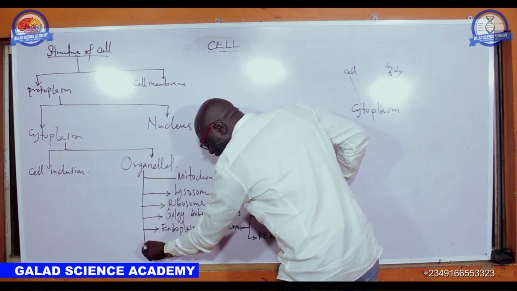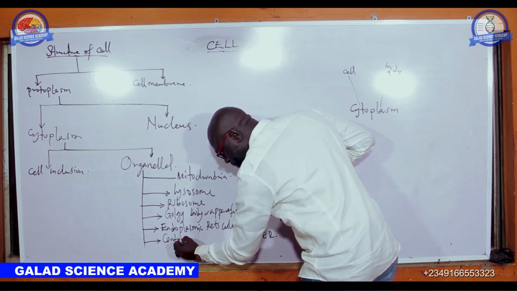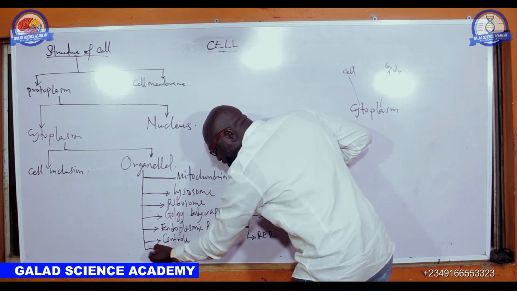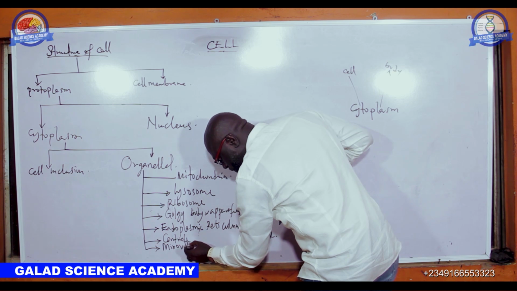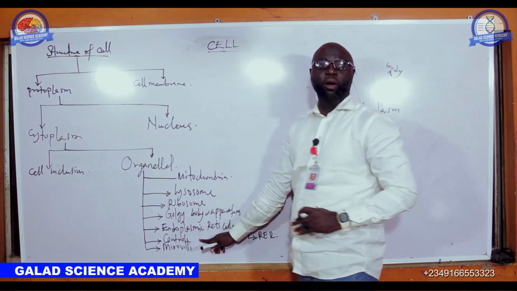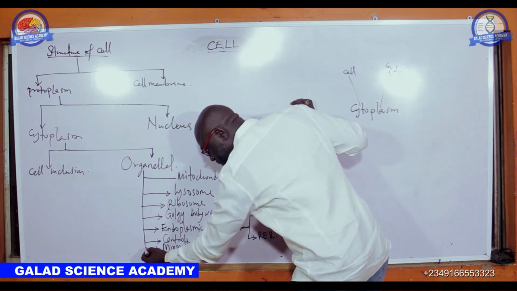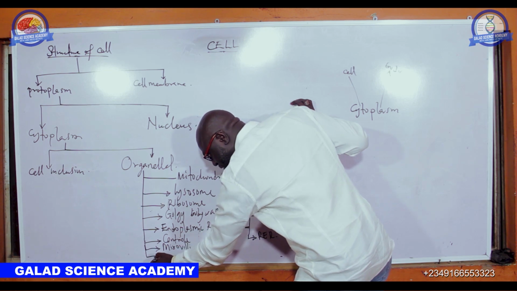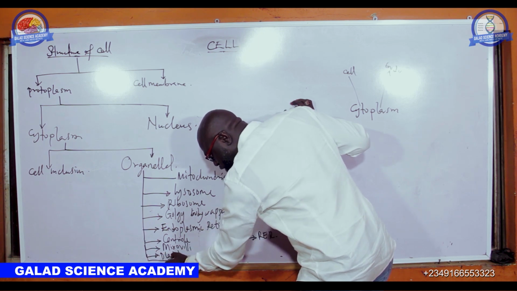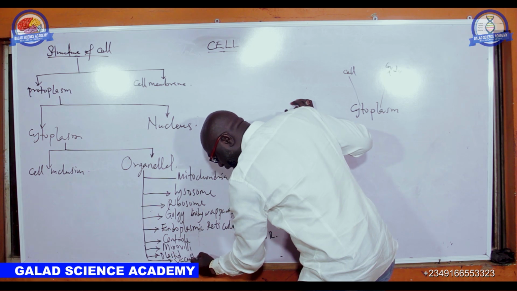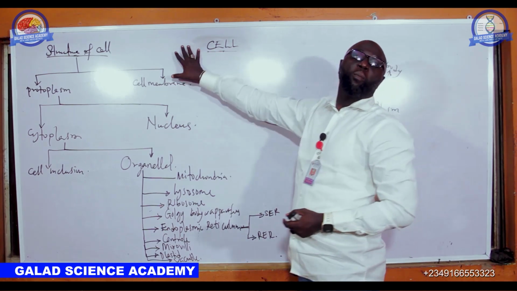The next organelle we have after this is centriole. After centriole, we have microvilli. Microvilli is the plural, whereas microvillus is the singular. Then we have plastid. After plastid, we also have what we call vacuole. So these are the components of the cell.